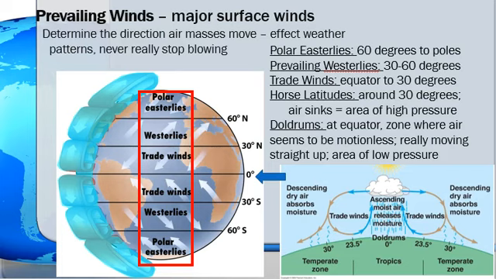So your prevailing winds are all of your major surface winds, and these are going to push around the air masses in your area. They're going to affect weather patterns. They always follow the same direction. They never really stop blowing. So these are your major types of surface winds and where you can find them. Your polar easterlies are going to blow in this sort of western direction.